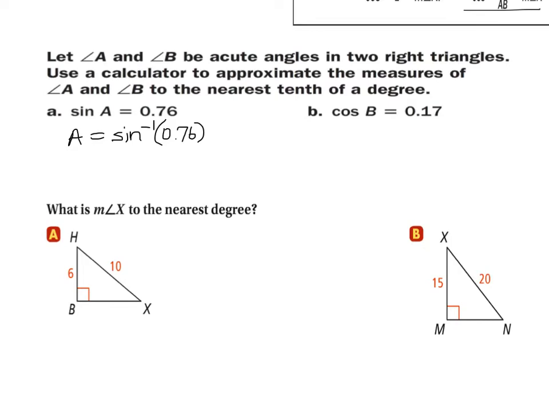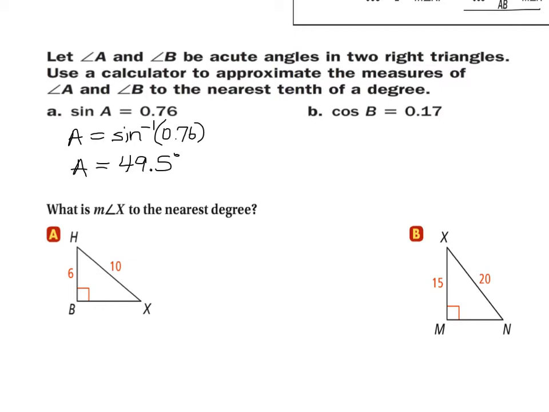So, there's a button on your calculator. Most calculators, if you hit the second button and then you hit sine, you'll see sine -1 come up. And then you type in your number, which in this case would be 0.76. So if you have a calculator with you and you're typing that in, that's what you would type in. And when I type that in to my calculator, I end up with this answer rounded to the nearest tenth. This is the measure of angle A. The measure of angle A is 49.5 degrees.